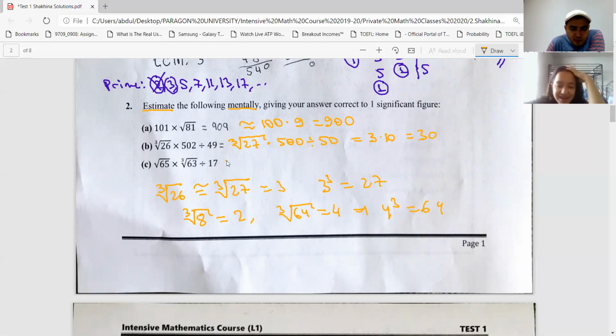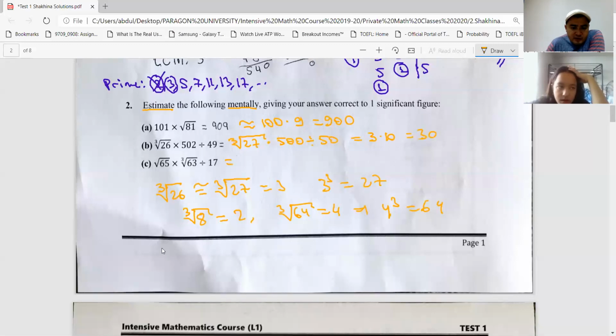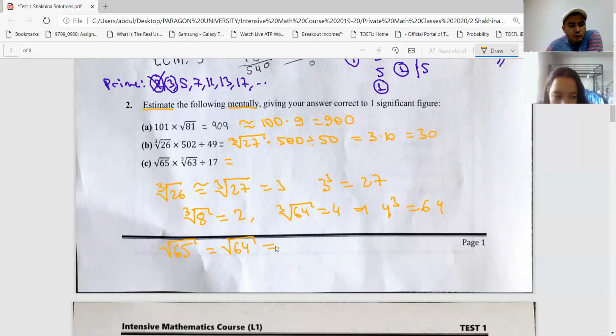Yeah. And how about this one, Shahina? This square root of 65. We can estimate this with a square number, right? Because to take something out of the square root, it must be a square number. I can estimate this with 64. And what is the square root of 64? What number squared is 64?